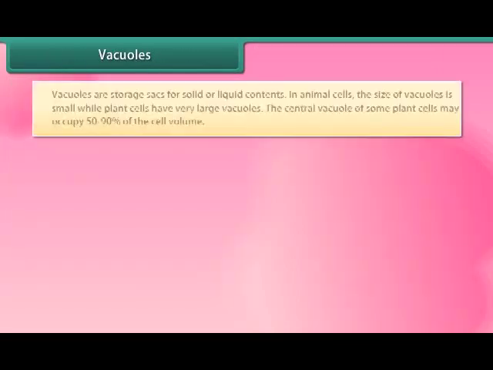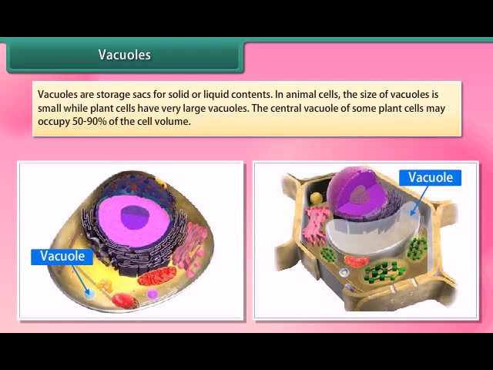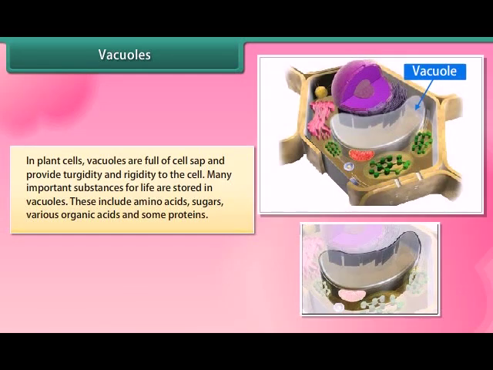Vacuoles. Vacuoles are storage sacs for solid or liquid contents. In animal cells, the size of vacuoles is small, while plant cells have very large vacuoles. The central vacuole of some plant cells may occupy 50 to 90% of the cell volume. In plant cells, vacuoles are full of cell sap and provide turgidity and rigidity to the cell.